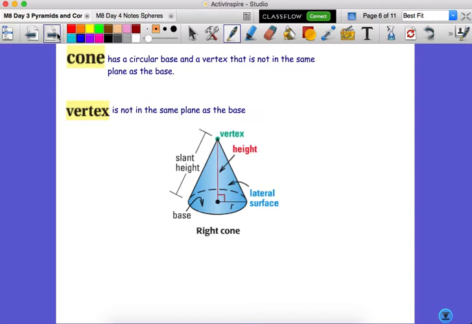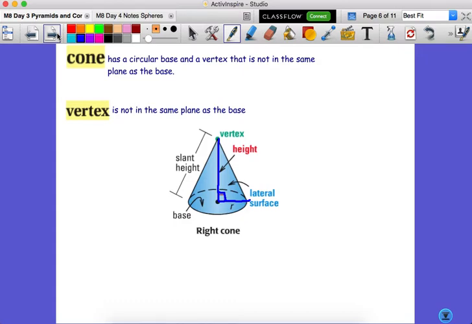So let's talk about cones for a minute. A cone has a circular base and comes to a peak at the top, or a vertex at the top. For the purposes of this class, we are only going to talk about what are called right cones, which means from the center straight up will always form a right angle.